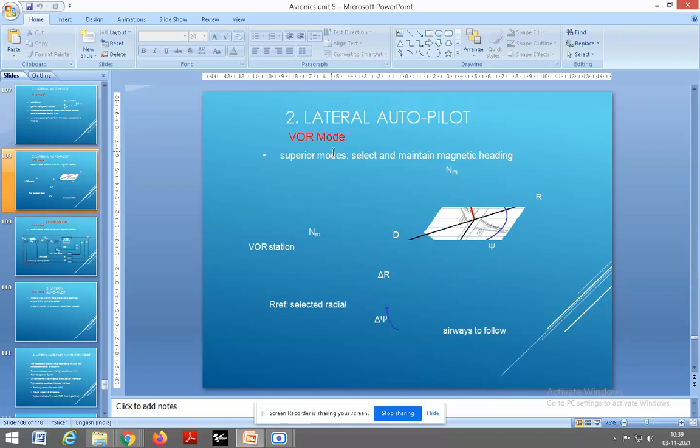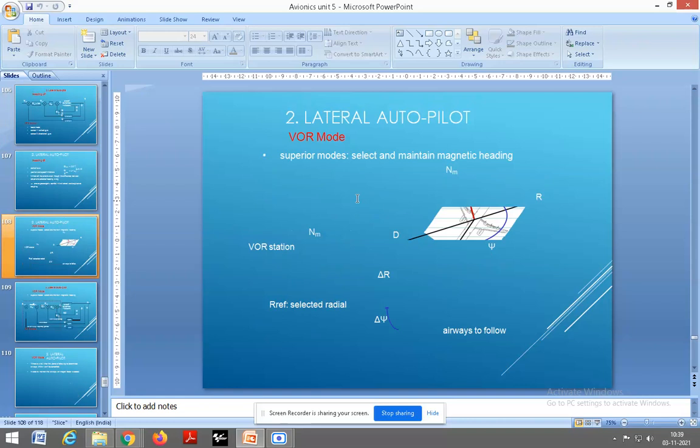The next mode is VOR mode. First mode is heading, second mode is VOR mode. This one is a superior mode in the lateral autopilot system because it is going to maintain the magnetic heading.